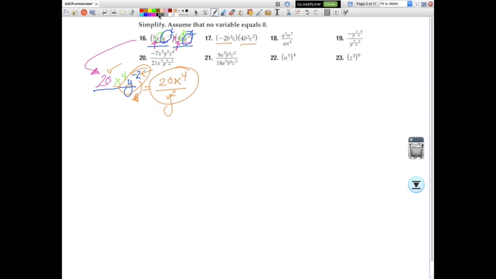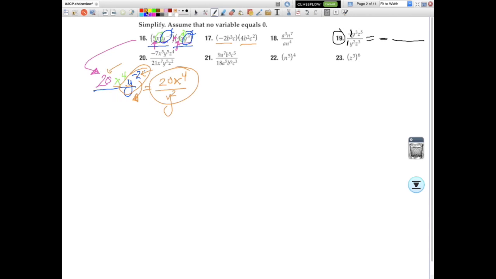Okay? So hopefully, if you want more practice on this, you could give 17 a try. It's very similar. Let's come over to number 19. Okay? So I'm going to start off with my constants. Up top I have a negative 1. In the bottom I have a positive 1. So negative 1 over positive 1 is just a negative 1. Okay? And I'm not going to put negative 1 up top. I'm going to pop a negative on the outside of my fraction.